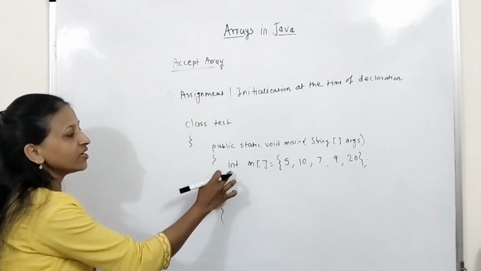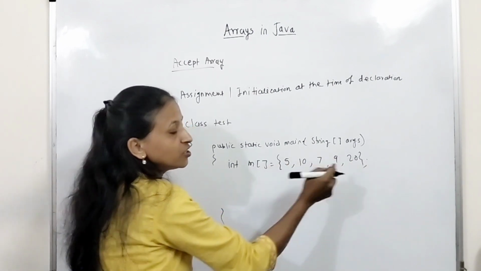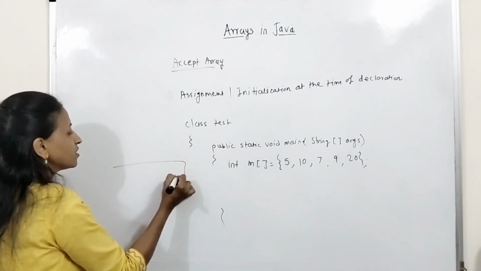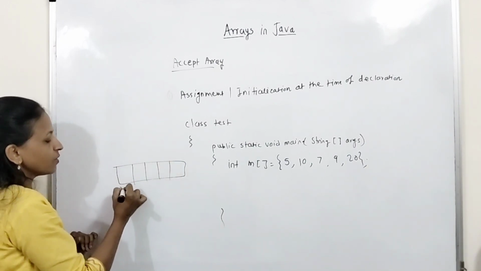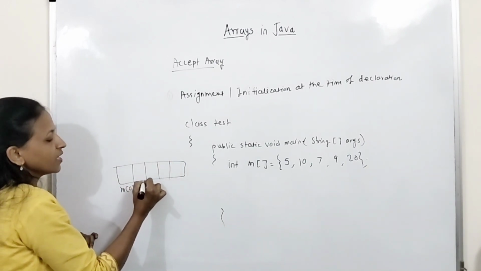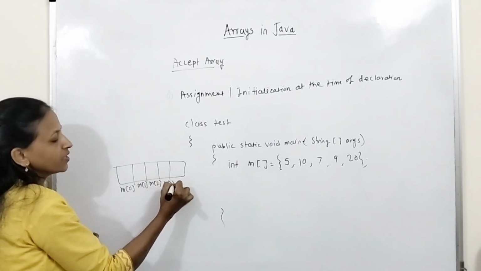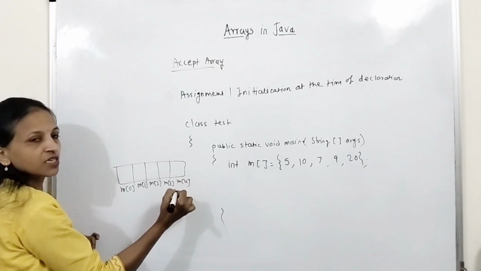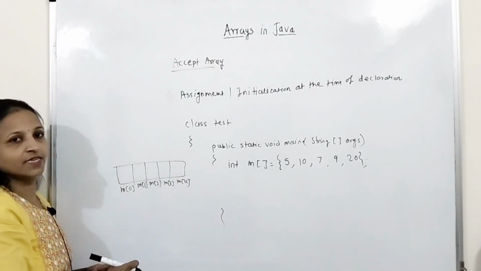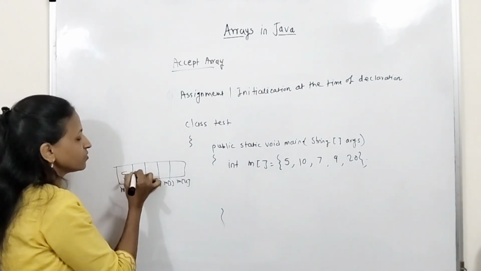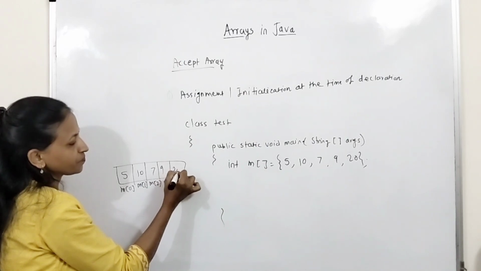Now whenever we create an array like this, internally for these 5 elements a total of 20 bytes will get reserved contiguously in memory. 1, 2, 3, 4, 5. The first element is nothing but m of 0, then m of 1, 2, then 3, and then m of 4. This type of structure is automatically created inside memory after execution of this statement. And now all the elements will be sequentially stored in their places.